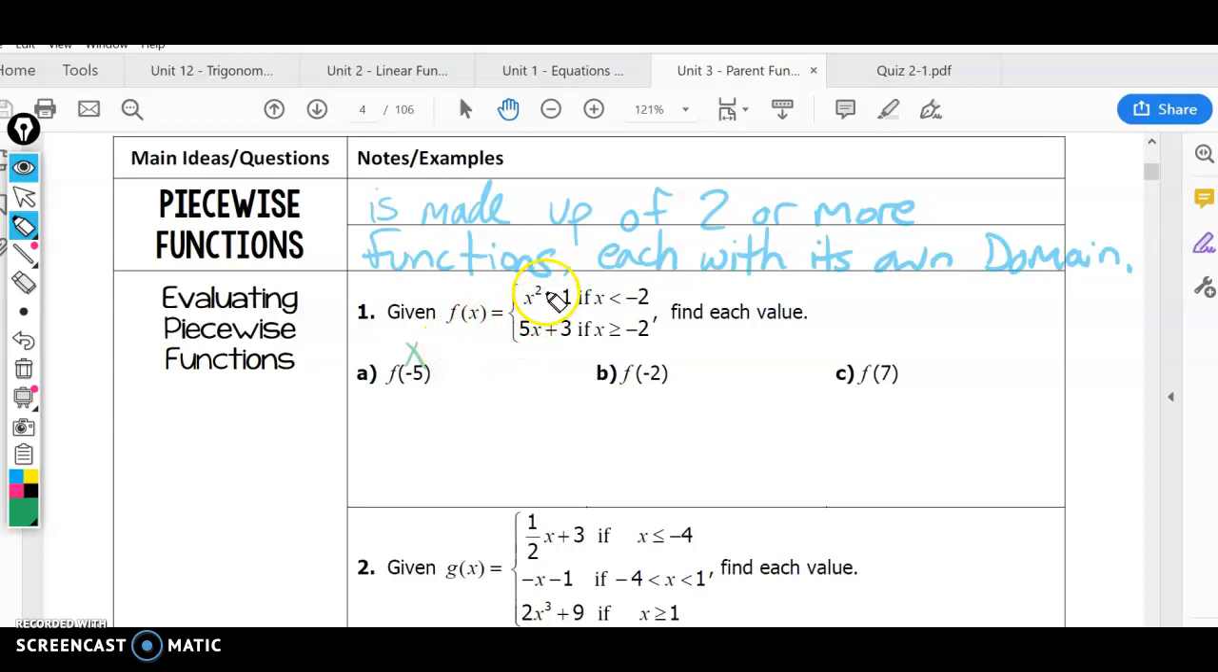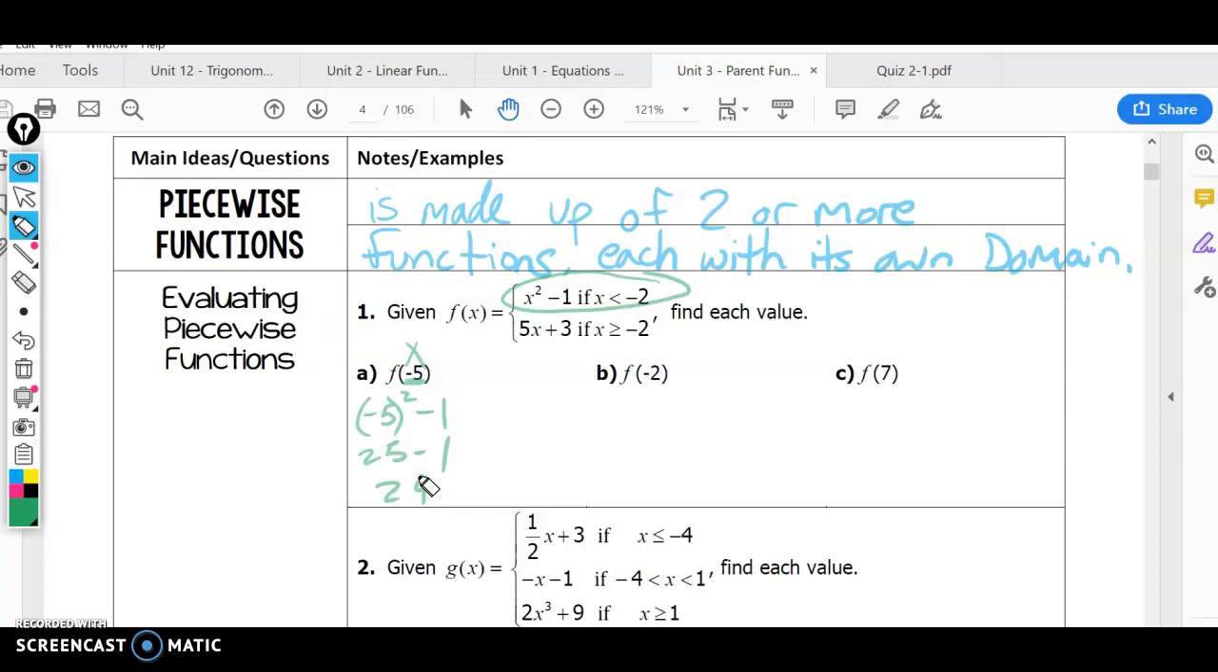You're not going to plug -5 into both of these functions. You're going to plug it only into the function where your domain includes -5. In this case, it's this one because x is less than -2, so -5 is less than -2. That means we're going to take the -5 and plug it into the top function. Get 25 minus 1, which is 24.